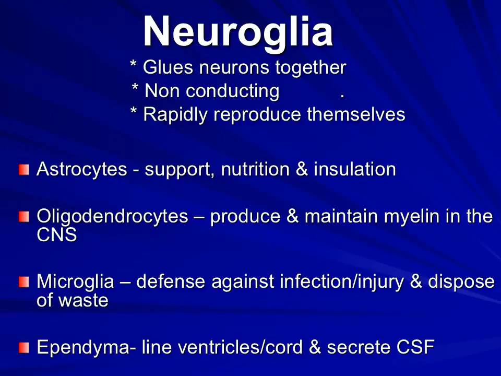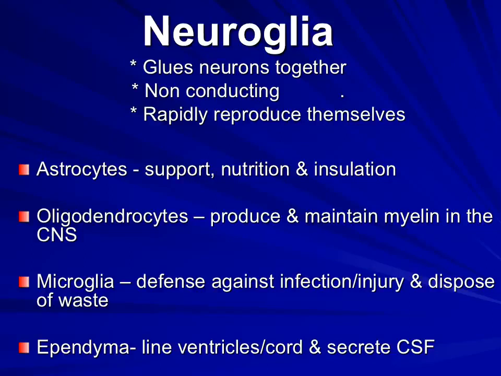The glias are non-conducting. We said that a neuron can send and receive information. A glia cannot. And a glia can rapidly reproduce themselves. But we said earlier, a neuron cannot. If we lose our neurons, we're going to have brain damage, and it's probably going to be permanent because we can't get that back. But a glia, if it gets damaged, can rapidly reproduce itself.